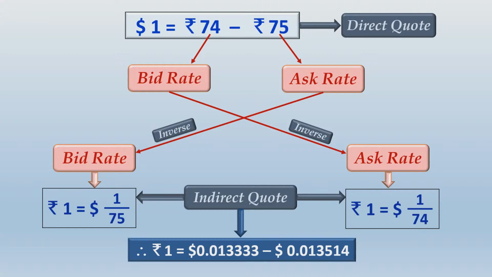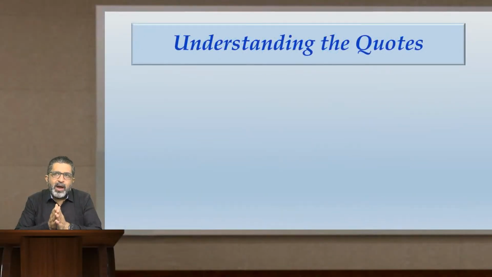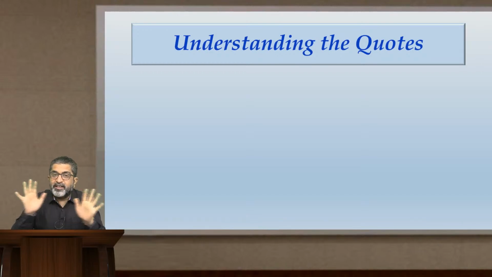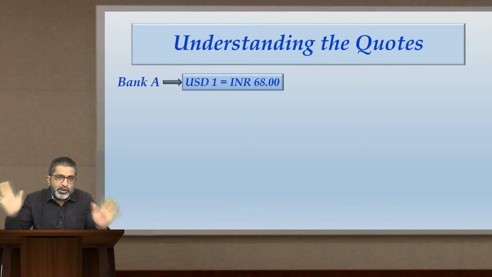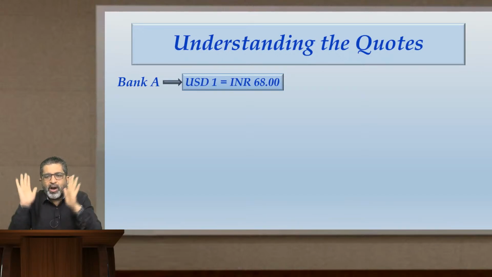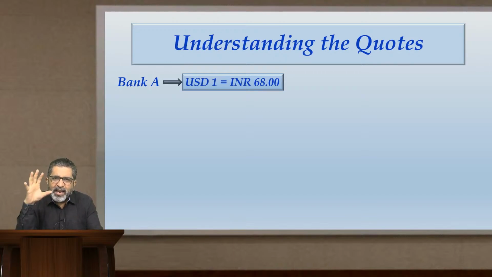Alright friends, let us move ahead, and now we talk about understanding the quotes. Now, a bank or an exchange dealer can give the quote in different styles. The easiest way to give a quote where no one will ever get confused is in an equation form, that USD 1 equals to INR 68. But in the forex market, you don't always find exchange rates given in this lucid manner. Sometimes it may create confusion.